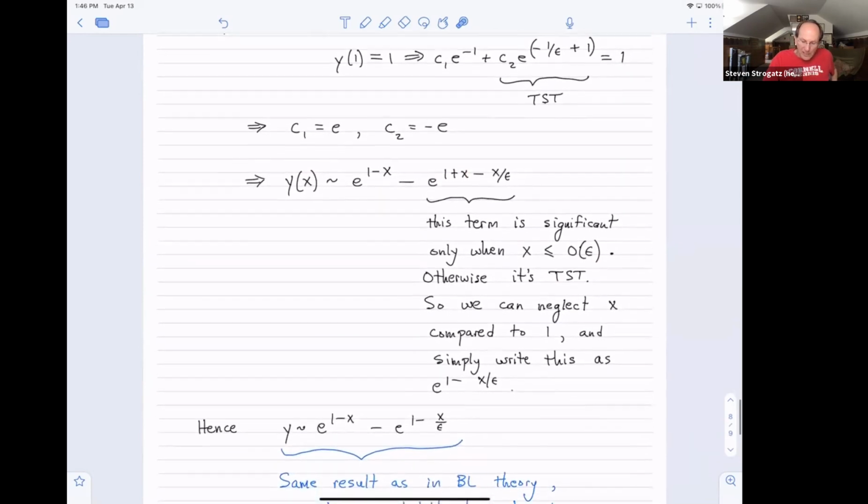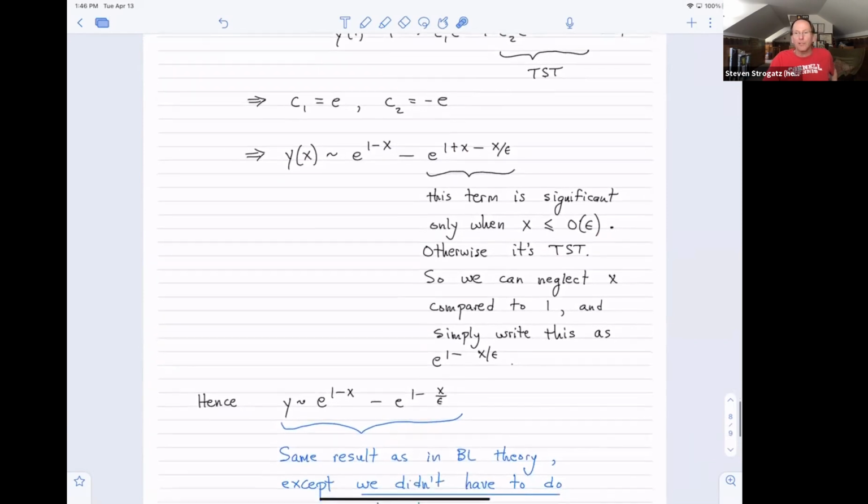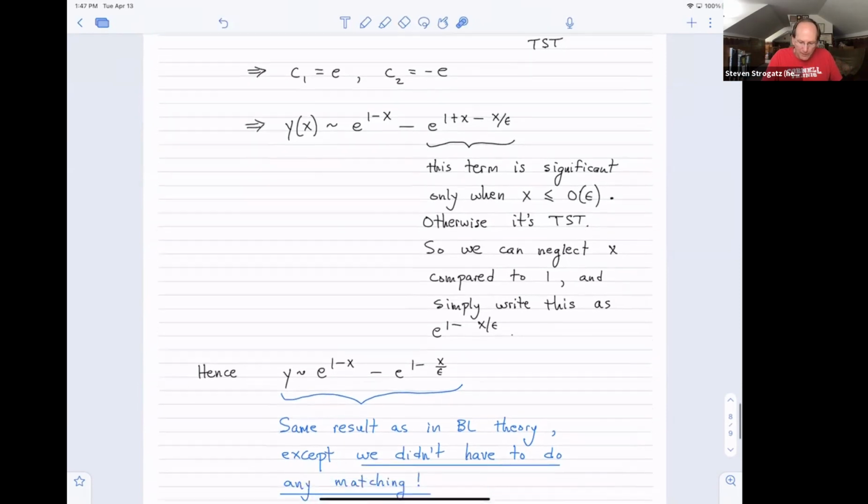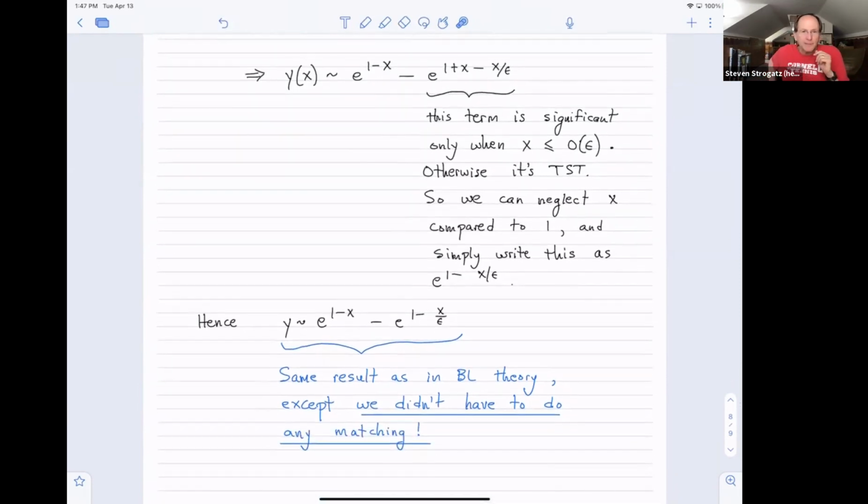And what's interesting is that that's exactly what we got in boundary layer theory. We've just reproduced boundary layer theory, except, when I said anything you can do, I can do better in WKB, you'll notice that I did not have to do any matching. I never did asymptotic matching. I never did any overlap region or any of that stuff. It just popped out. The matching just takes care of itself in WKB theory. So that's a kind of remarkable thing. And that's what I'm talking about when I say that this is a global method as opposed to a local method.